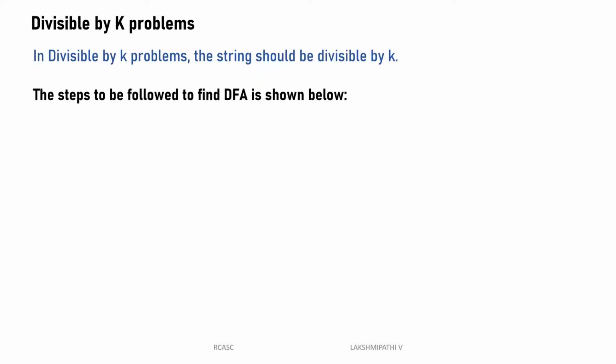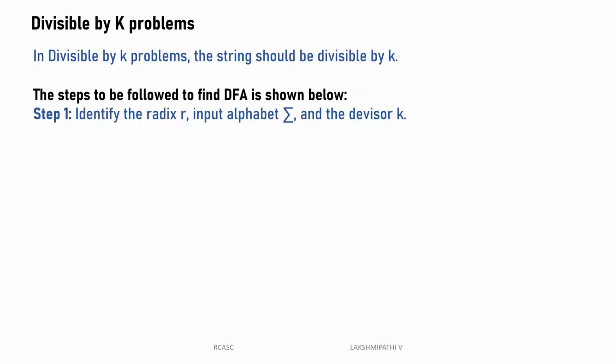Then we can find that one state will read one input symbol, and where it will go. That is the main thing. Here we are using the steps to be followed to build the DFA as shown below. Once we go for the divisible by k method, what are the steps we are using? That is very, very important. The first one, step one, is to identify the radix.